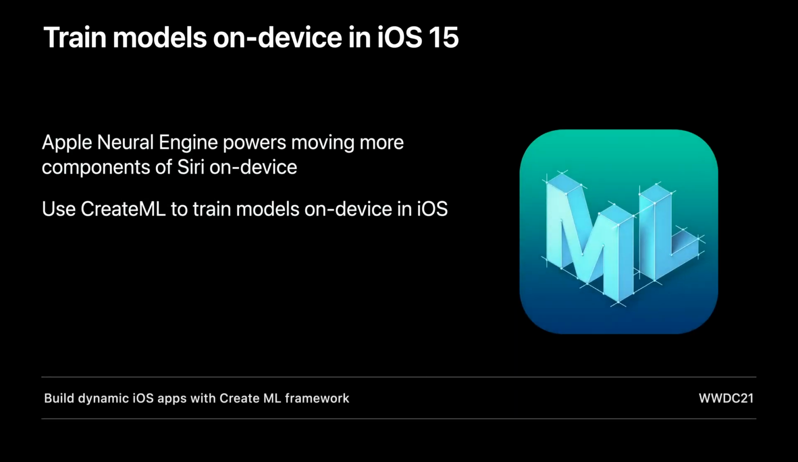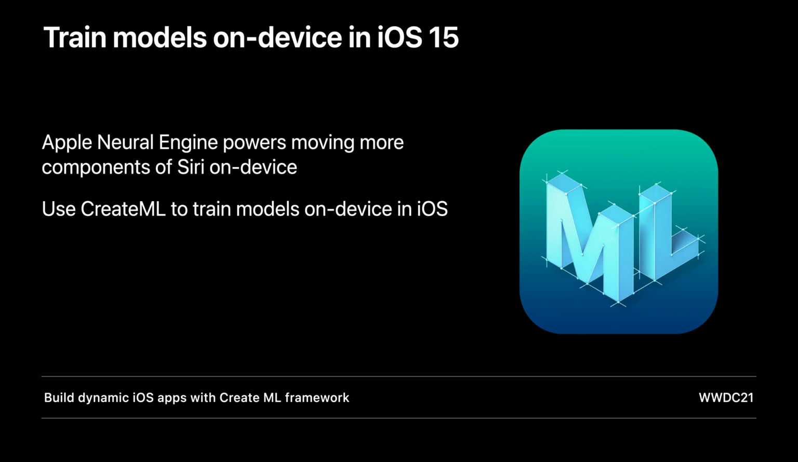The Apple Neural Engine has been a key part of moving more Siri processing on device. In iOS 15, you can take advantage of the Apple Neural Engine too. New in iOS 15, you can use the Create ML framework to train models right on an iPhone or iPad. Now you can personalize models to each person who uses your app, leaving sensitive data like photos all on their device. Check out the machine learning team's talk, Build Dynamic iOS Apps with the Create ML Framework, to learn more.